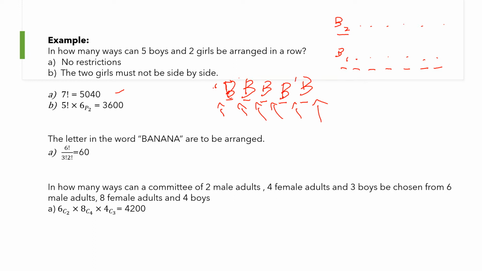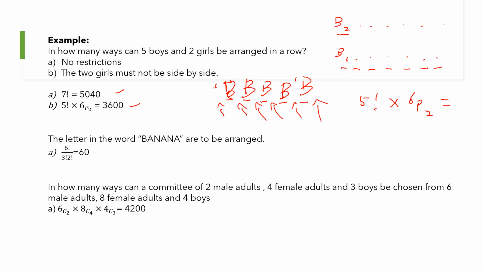So first, the answer is 5 factorial, because these 5 boys can arrange themselves. It won't affect the result, but you have to times it with 6P2, because there are 6 possible seats that the girls can sit, and you are just going to choose 2 and arrange them. So after you key it into a calculator, you can get the answer.